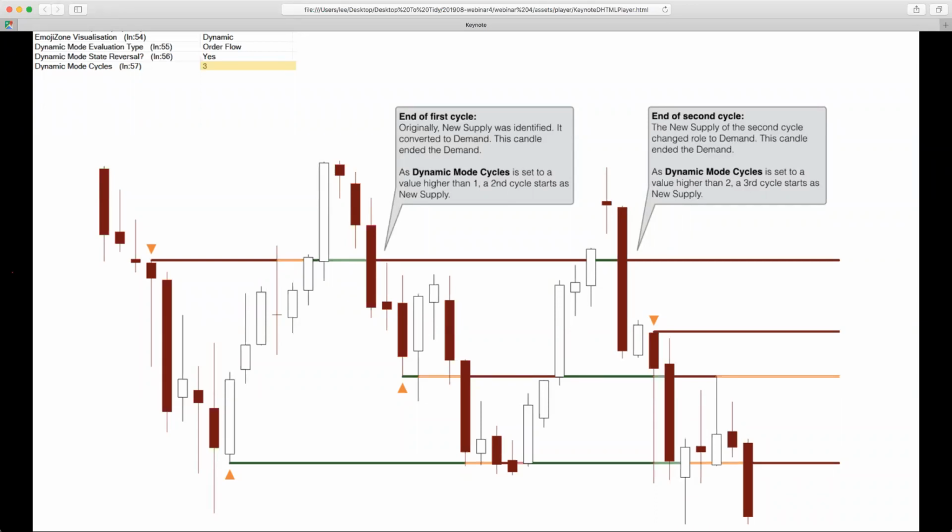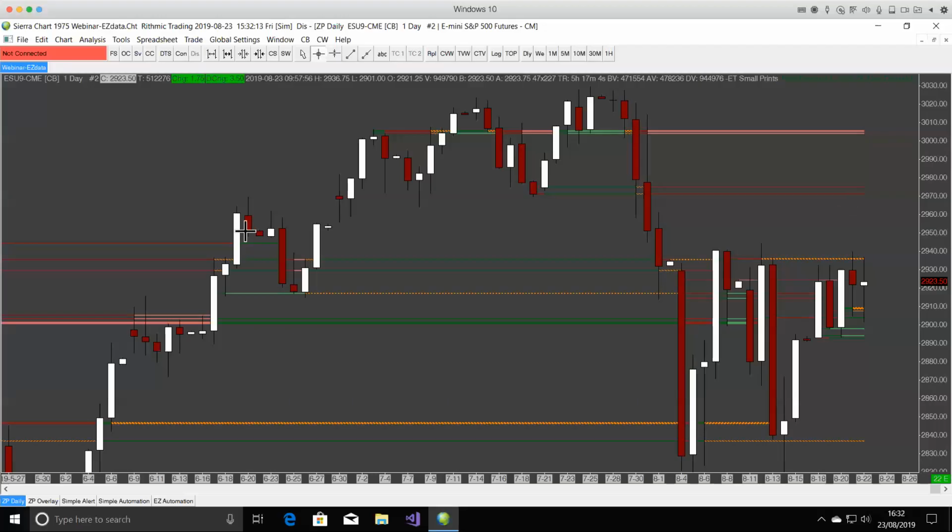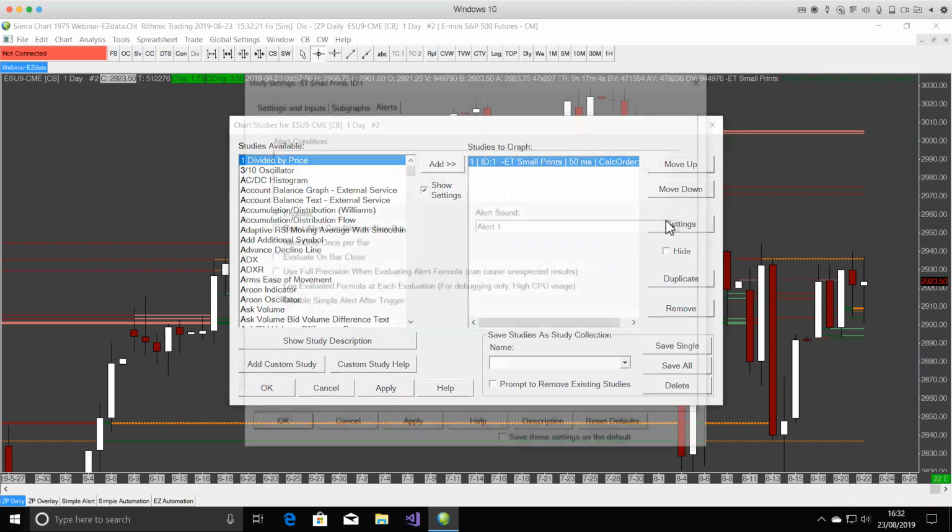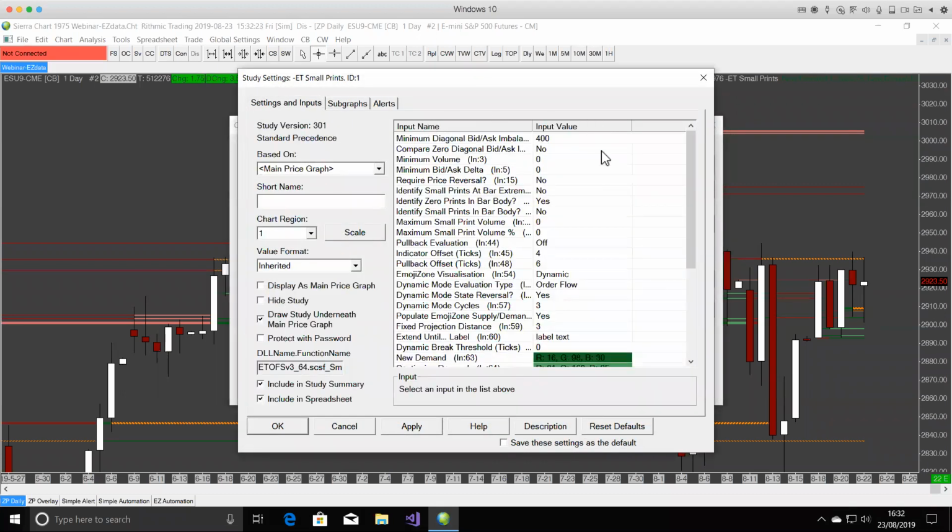So I'm going to flip over to my Fiera chart. Here we go. What I've got here is a daily chart of ES. And I'm using the small print indicator. And I'm only looking for 0 prints in the bar body.